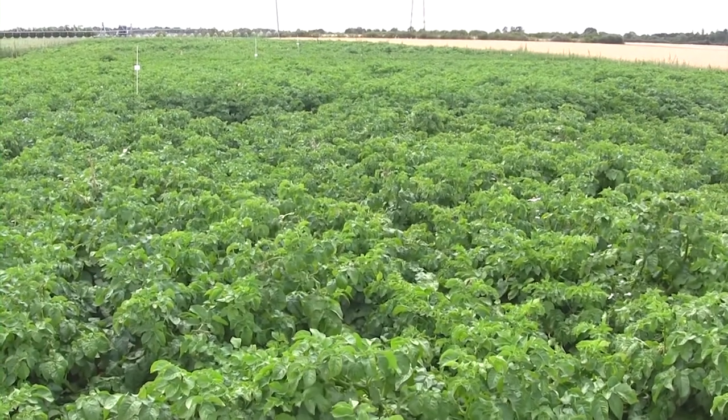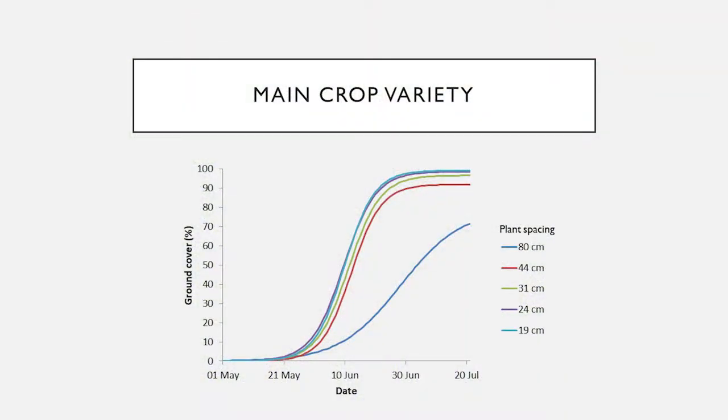Here are the canopy expansion curves for the main crop we just saw in the field. You can see that canopy expansion is significantly slower at 80 centimetres plant spacing, but that the differences are much smaller between the other spacings. It is likely that the widest spacing will have a large negative effect on yield due to reduced canopy cover and light interception, but we need to wait until the end of the season to determine if there is a yield penalty, if any, for the 44 and 31 centimetre spacings, and the effect of the spacing treatments on tuber numbers in this and the other varieties.